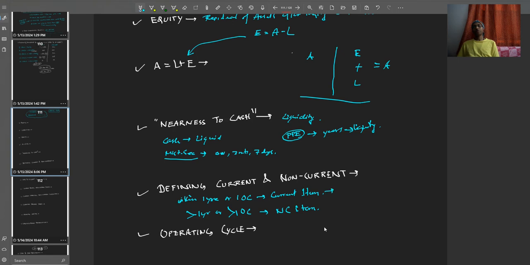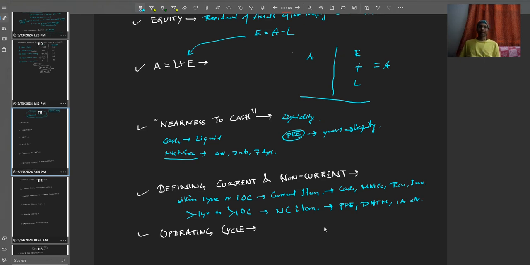Examples of current items, obviously cash, marketable securities, receivables, inventory. Examples of non-current items: property, plant and equipment, debt held to maturity, intangible assets, etc., etc.